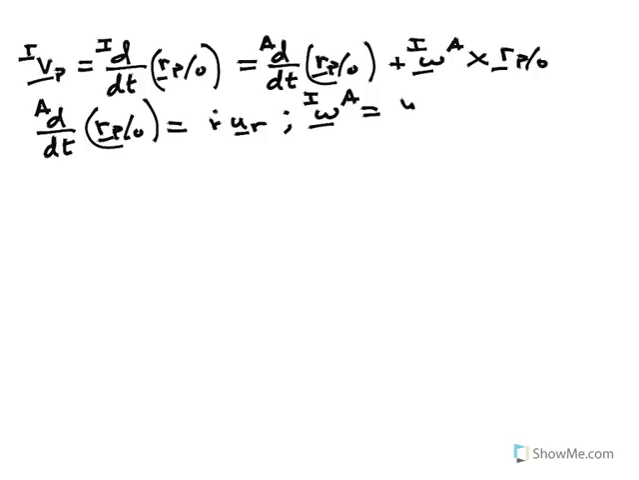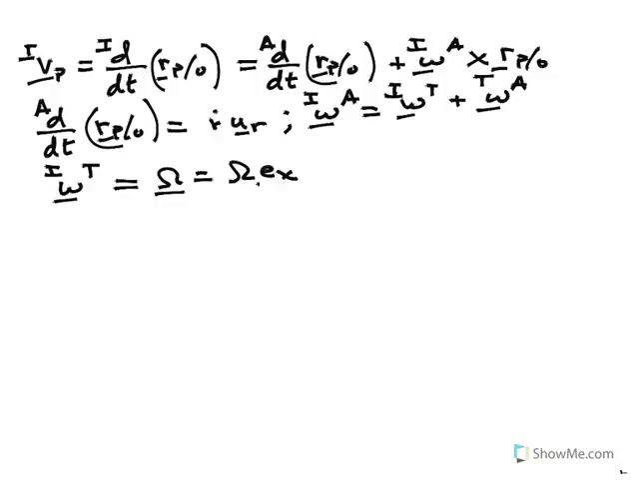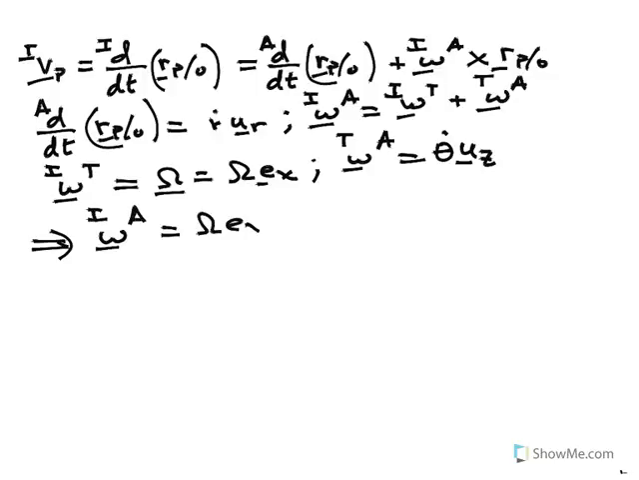Well, that's equal to the angular velocity of T in I plus the angular velocity of A in T. The angular velocity of T in I is equal to omega, because the track rotates relative to the inertial frame with angular velocity omega, which is equal to omega EX. The angular velocity of A in T is equal to theta dot times UZ, which gives me that the angular velocity of A and I is equal to omega EX plus theta dot times UZ.